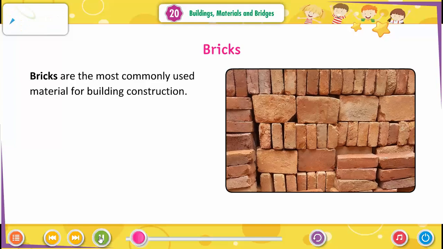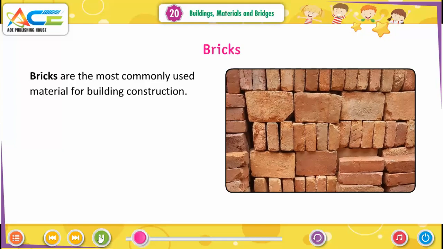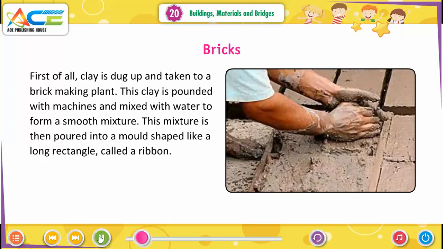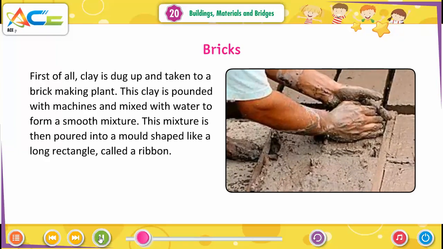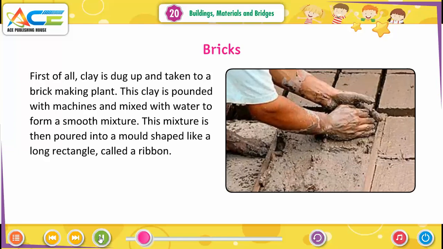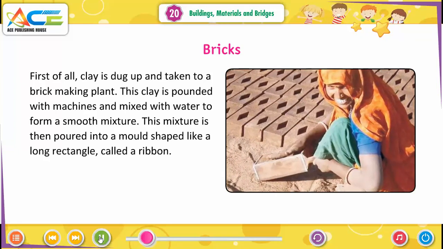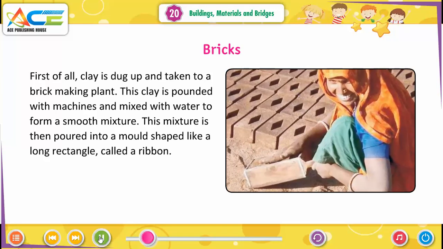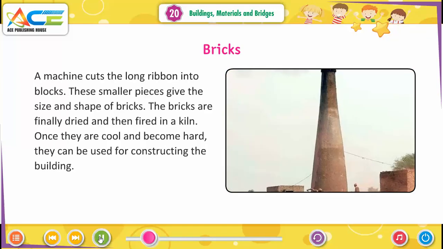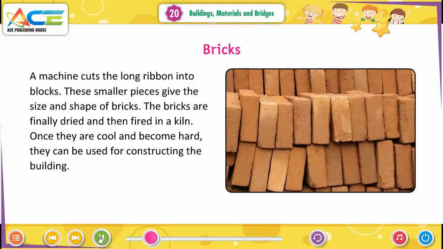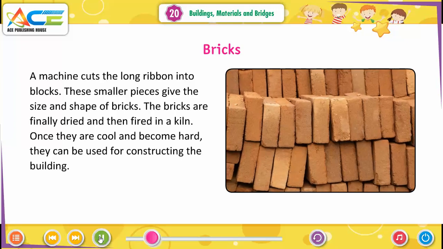Building materials. Bricks. Bricks are the most commonly used material for building construction. First of all, clay is dug up and taken to a brick making plant. This clay is pounded with machines and mixed with water to form a smooth mixture. This mixture is then poured into a mold shaped like a long rectangle called a ribbon. A machine cuts the long ribbon into blocks. These smaller pieces give the size and shape of bricks.